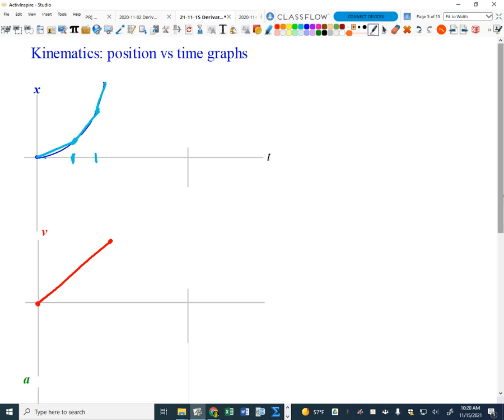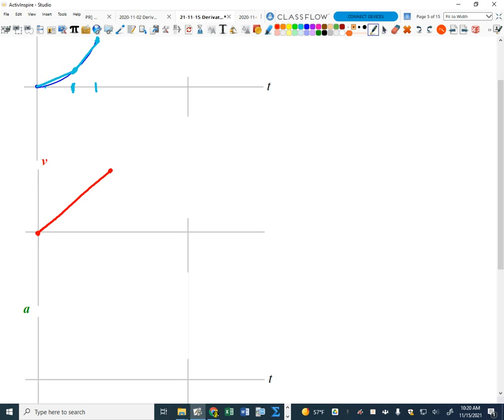Well, what does that tell us about the acceleration then? The acceleration here is positive this time, isn't it? It's not 0, it's positive, right? This has got a constant slope. And so the acceleration function kind of looks like that.